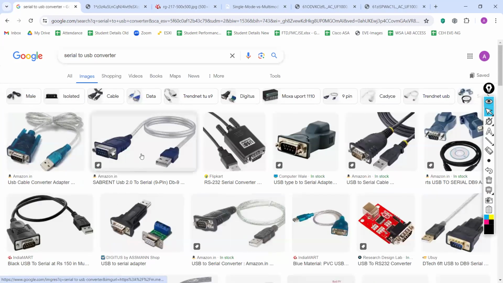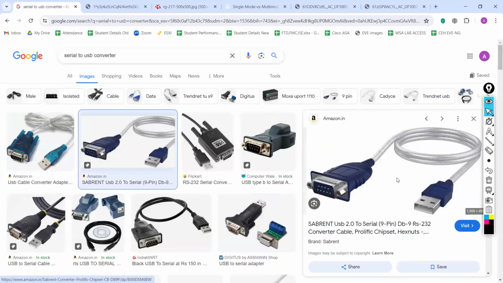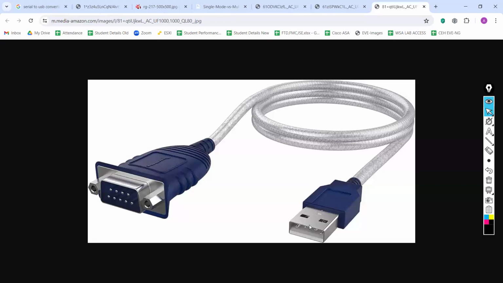These kinds of converters you will be using. And these converters will give you a USB interface. This USB you will connect into your PC. Then you will be able to access the device and do the initial configuration. After that, you don't require your console cable. Once the one-time configuration is done, later on you can directly access using the IP address and do the configuration.